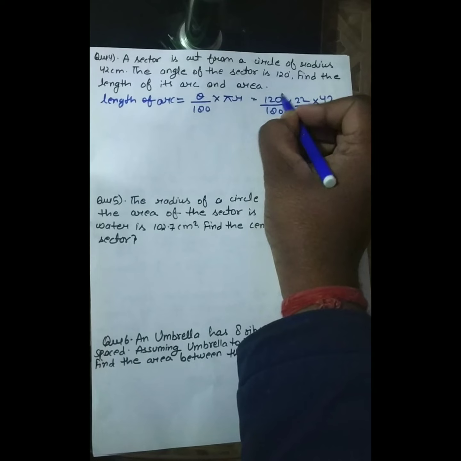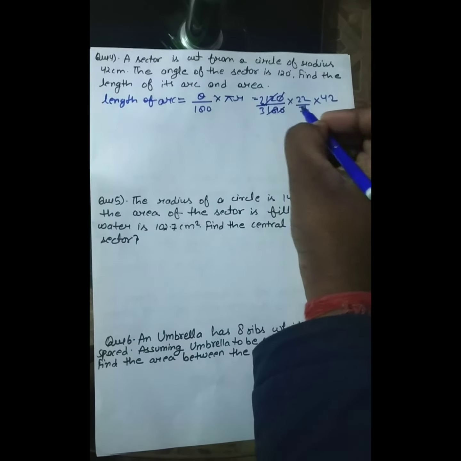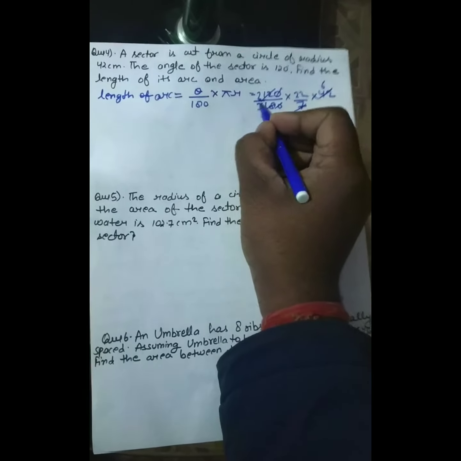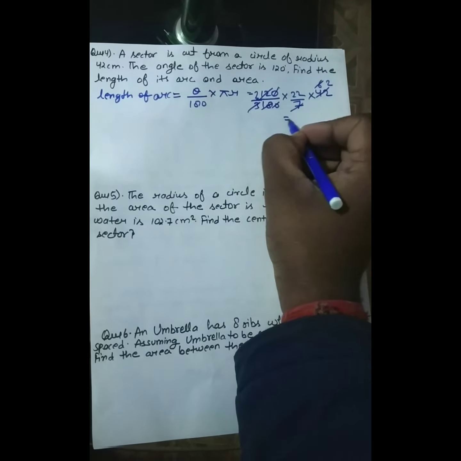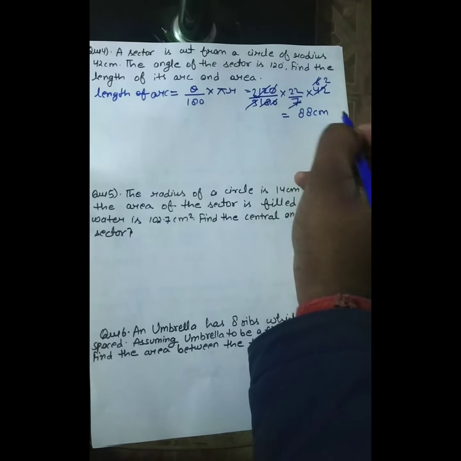Got it, guys? So here it will be 6 2s are 12, 6 3s are 18, and here it will be 6, and this is 3 2s are 6. So the answer will be 44 into 2. It means 88 centimeter. The 88 centimeter is the length of the arc.